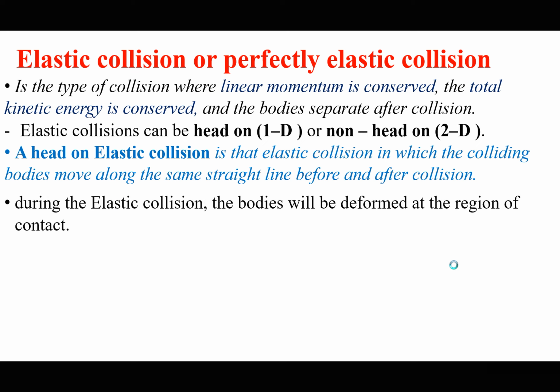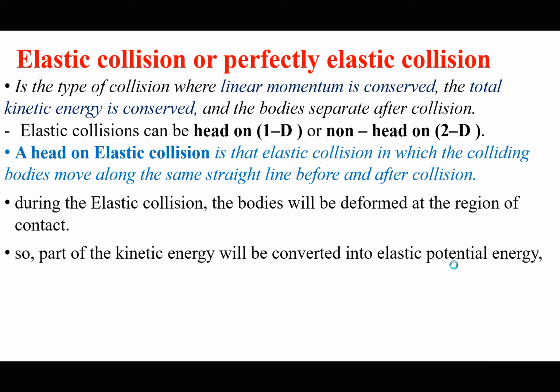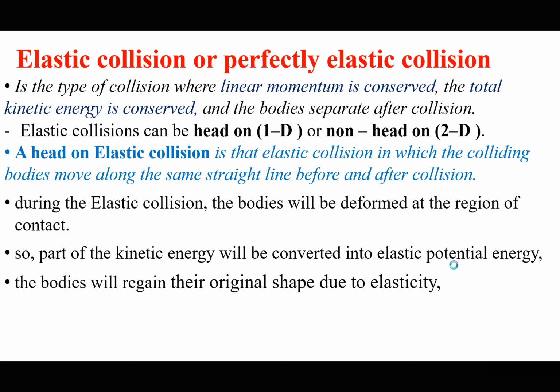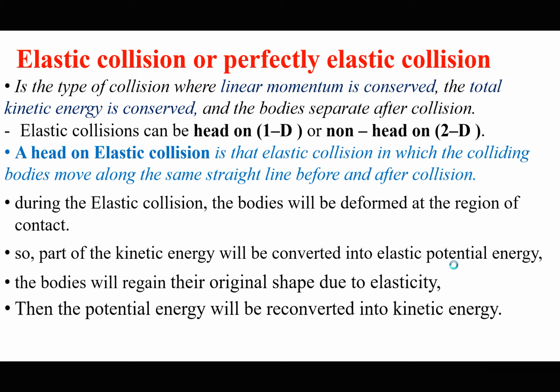So during elastic collision, the bodies will be deformed at the region of contact. When they deform, energy is stored in the form of elastic potential energy, and when they undeform, the energy is converted back into kinetic energy to move the bodies after the collision. So part of the kinetic energy will be converted into elastic potential energy. The bodies will regain their original shape due to elasticity, and then the potential energy will be reconverted back into kinetic energy to give the bodies velocities after the collision. So that is during elastic collision.